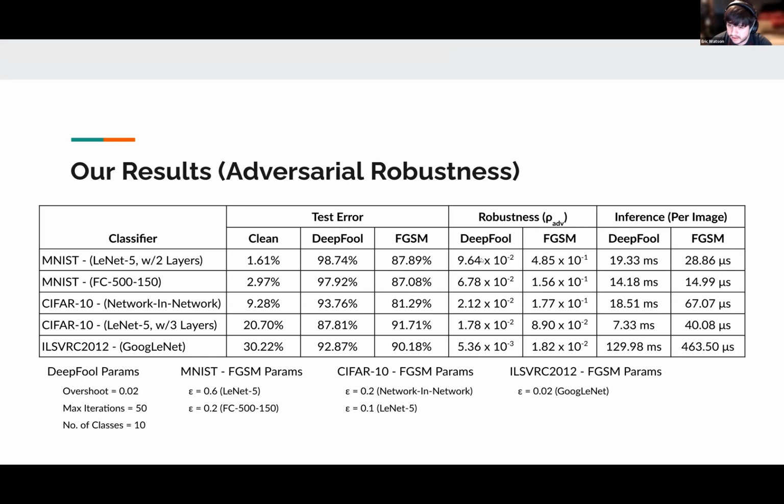So in general, for FGSM compared to DeepFool, DeepFool actually has a minimal perturbation based on the robustness value we got here, compared to the fast gradient sign method.